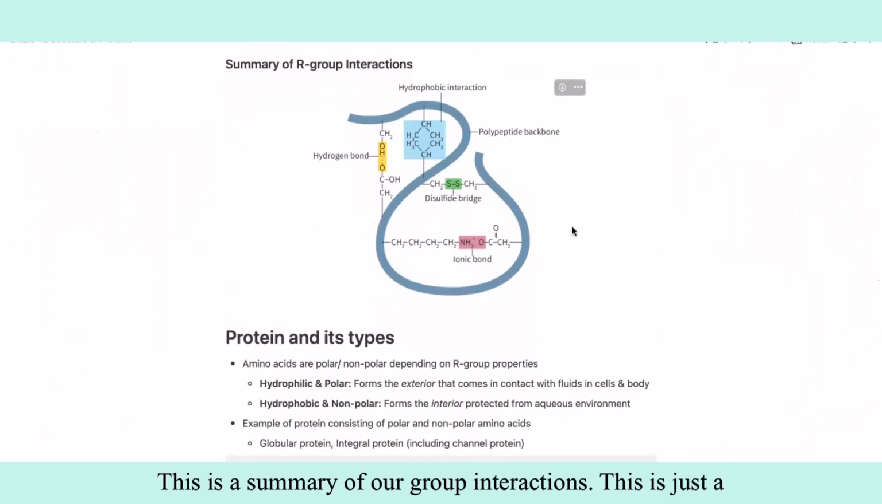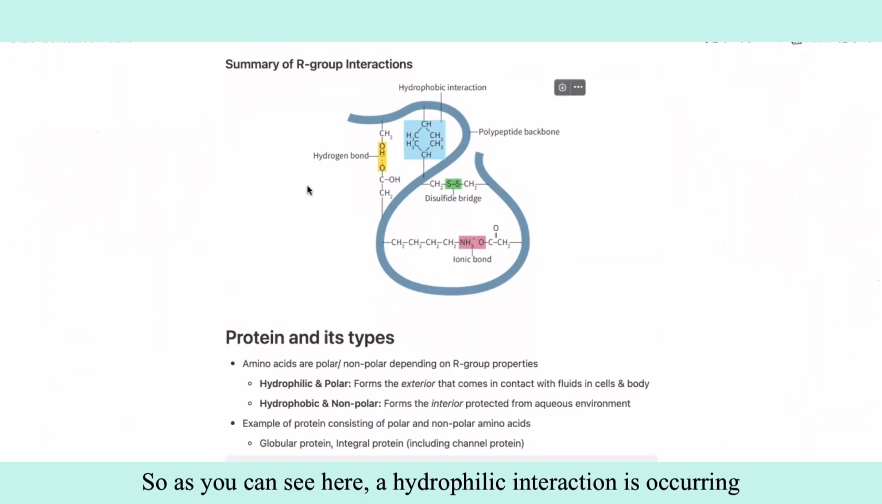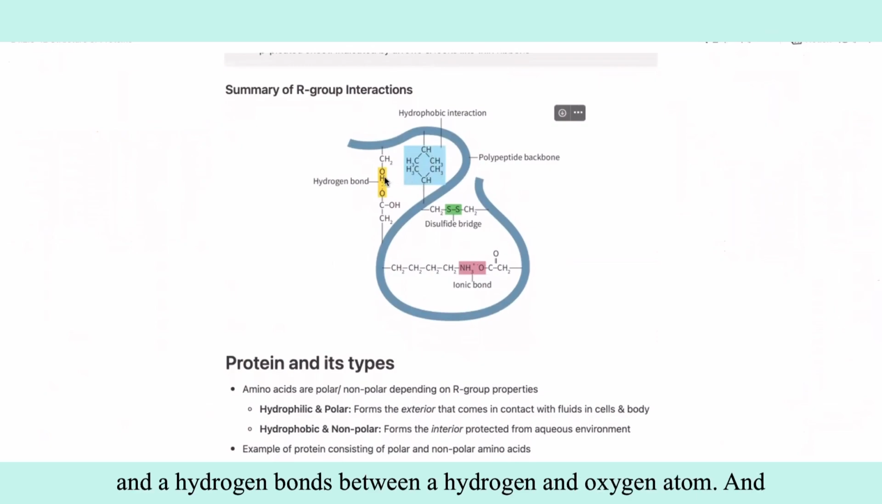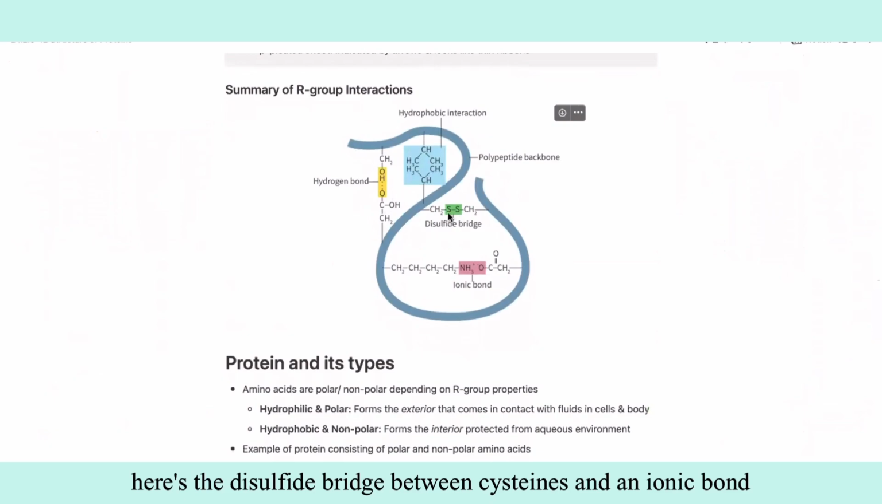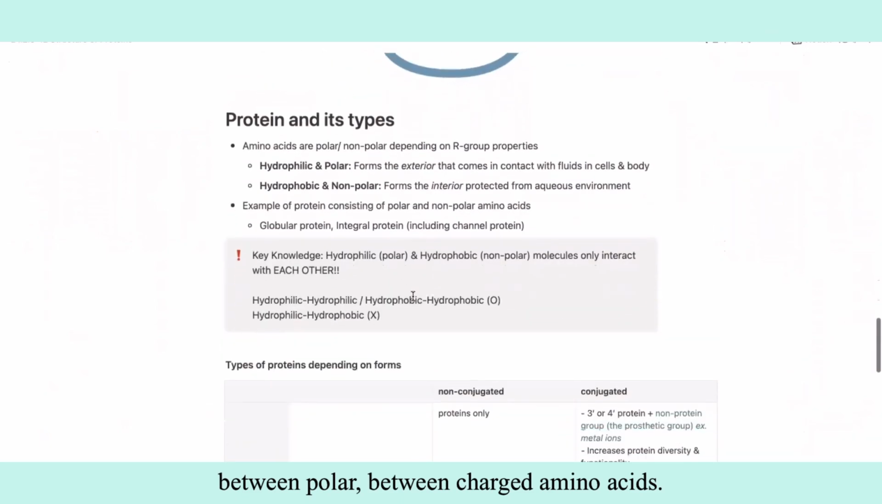This is a summary of R group interactions. This is just a diagram. You don't have to know how to draw these interactions at all. As you can see here, a hydrophobic interaction is occurring, and hydrogen bonds between a hydrogen and oxygen atom. And here's the disulfide bridge between cysteines and an ionic bond between charged amino acids.